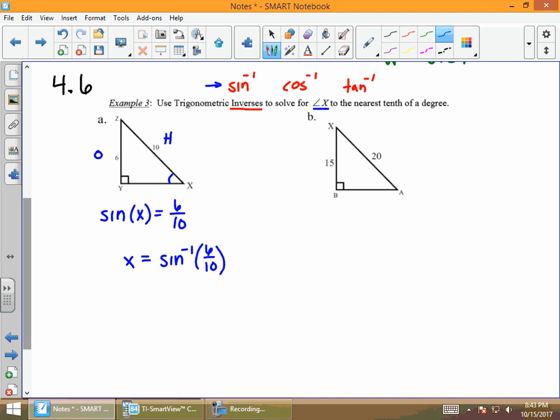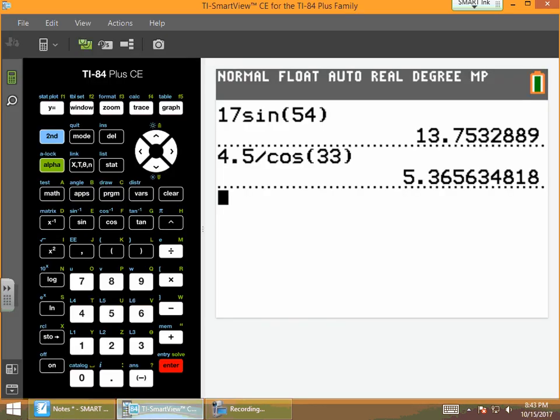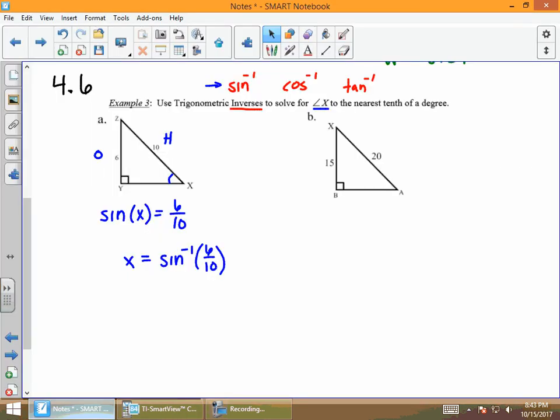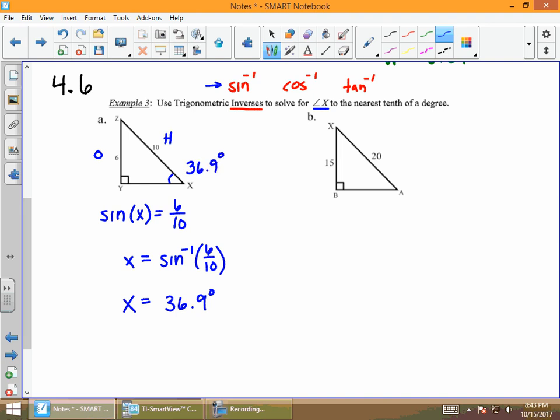And I need my calculator for this. So I have to do the inverse sine of 6 over 10. What's nice about these calculators, if you look above the button that says sine, you see sine with a -1. So I'll hit second sine, and there's my inverse sine of 6 over 10. I just type the fraction right in there. And this will give me the angle of about 36.9 degrees. So that means angle x is about 36.9 degrees.